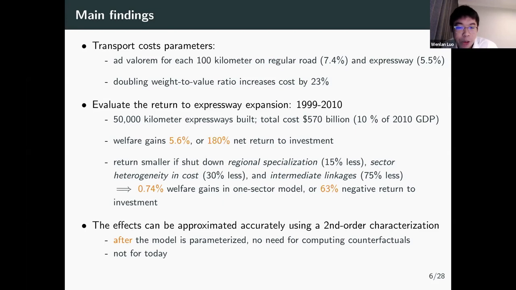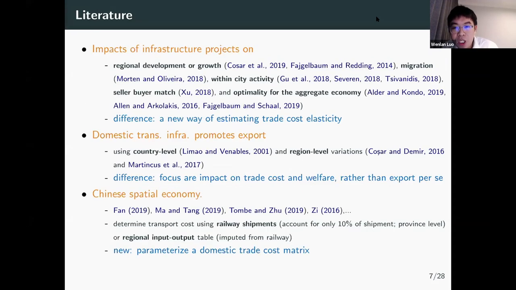And so these are all the explorations on what is the minimum set of information we need for such analysis. So I already mentioned much of the literature here. There's a lot of literature on the impact of infrastructure projects. And what we're doing new here is a new way of estimating the trade cost elasticity, using very commonly accessible data. Our paper is not the first one to recognize that domestic transportation infrastructure improvement would have an effect on export. But here, our focus is a little bit different. We use this information, then extrapolate a little bit for domestic welfare evaluation of this transportation infrastructure instead of focusing on the exporting itself.